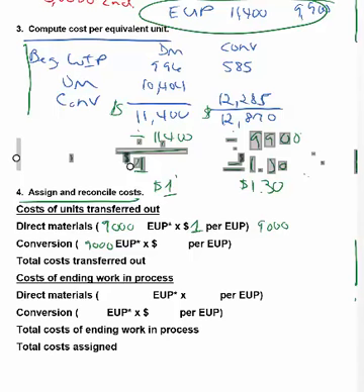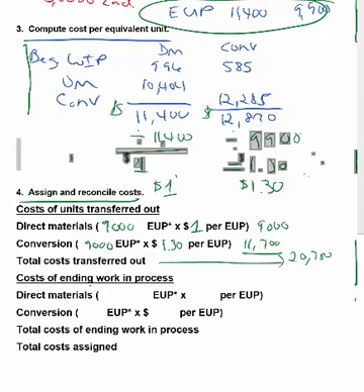Okay, and so the conversion, remember, cost per equivalent unit was $1.30, so I'm going to take the 9,000 times $1.30, and I get 11,700. So sorry about that. So the total cost that I'm going to assign to those 9,000 units that were transferred out is 20,700, and that's when I add those two together.